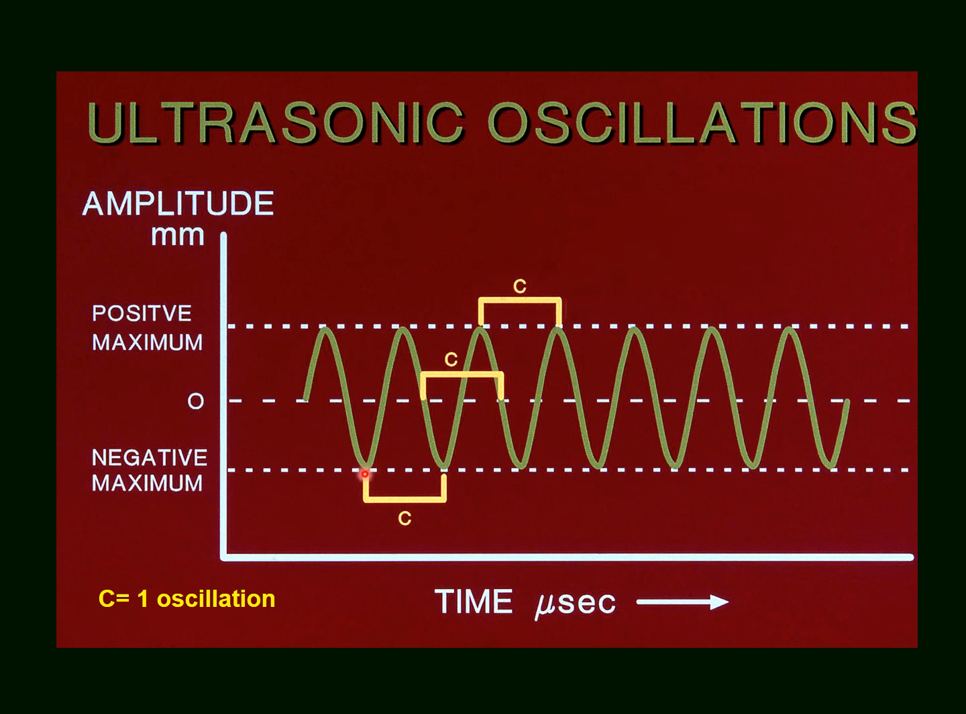and the shortest time between the same phase of this oscillation, for instance, between the negative maximum and the next negative maximum of this oscillation, is called 1 cycle, or between the baseline to the next baseline reached in the same direction, 1 cycle, or the shortest interval between the maximum positive amplitude and the next one, that is 1 oscillation.